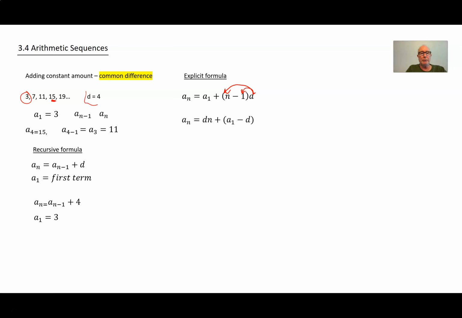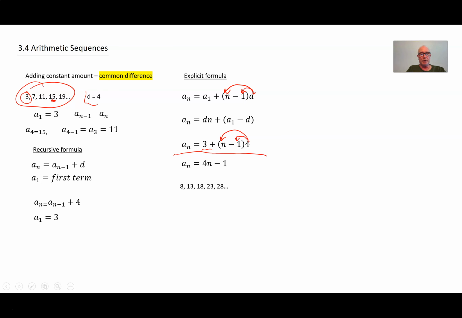So when we look at our original sequence, we have a sub n equals the first term, 3, plus n minus 1 times the common difference, 4. So when we distribute that 4, we're going to have 4n, and then 4 times negative 1 is negative 4, and negative 4 plus the 3 is negative 1. So our equation is a sub n equals 4n minus 1. So this sets it up, but we want to always simplify our equation.